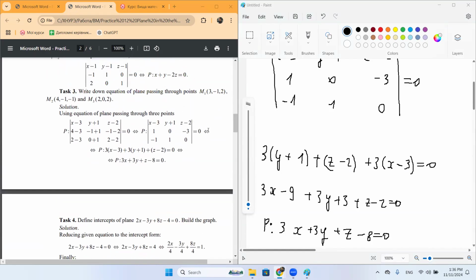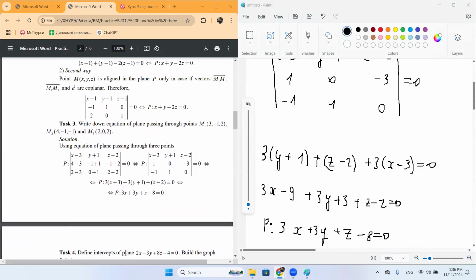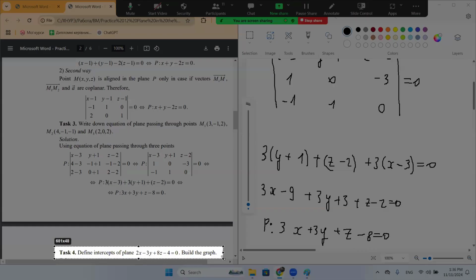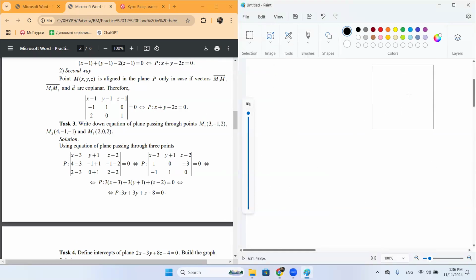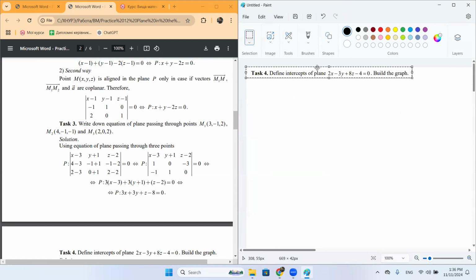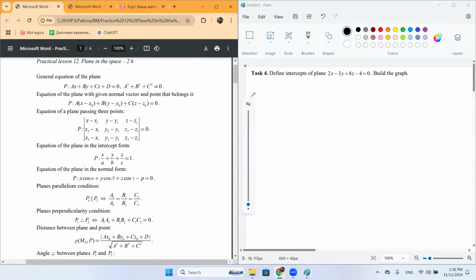So the next task is to define the intercepts of this plane and build the graph. Of course, building a graph in 3D is not convenient, but we will do our best. So how should we reduce the equation? How to find the intercepts of the plane? What do we have to do?